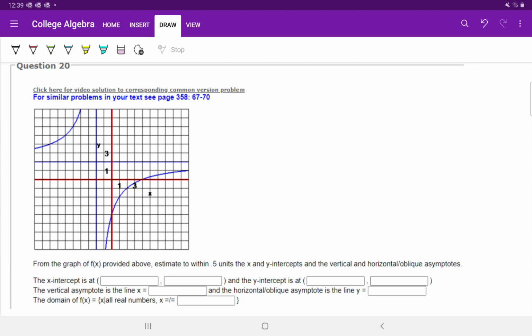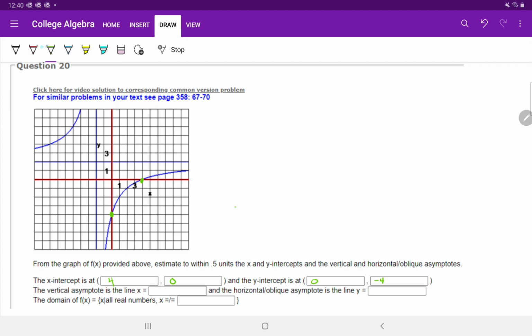There was another question on the common homework that was very similar conceptually to that one, so we're just going to do this one too just for some extra practice. They're asking us again to find our x and y intercepts. So I see a y-intercept here and an x-intercept here. That will give us (4, 0) for our x and (0, -4) for our y.